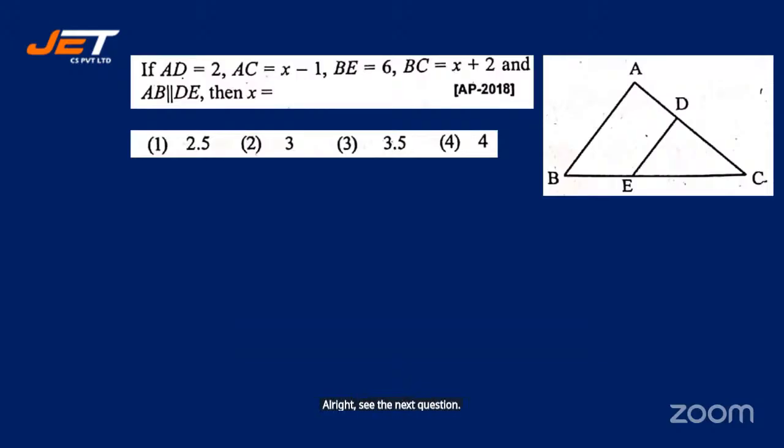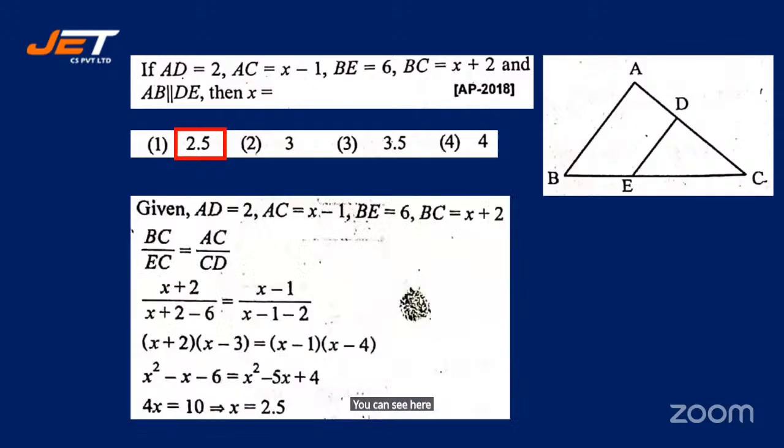If AD is equal to 2, AC is equal to x minus 1, BE is equal to 6, BC is equal to x plus 2, and AB is parallel to DE, then what is the value of x? You can see here, BC by EC is equal to AC by CD. So just put the values. That's it. x plus 2 by x plus 2 minus 6 is equal to x minus 1 by x minus 1 by 2. So finally, you will arrive at an equation. Factorize this equation. You will get the value as 2.5.